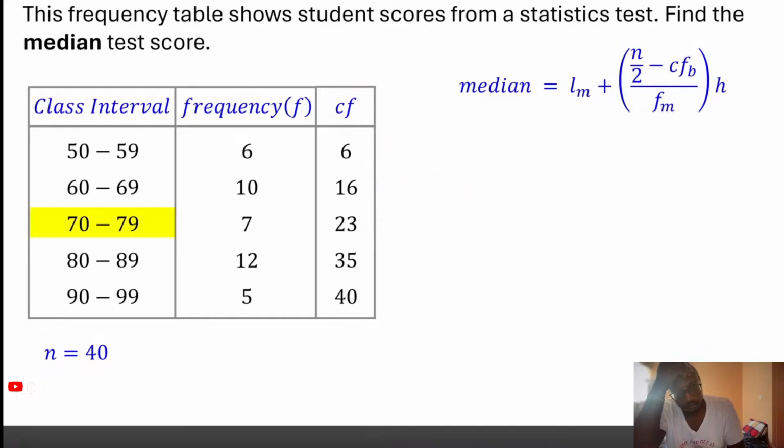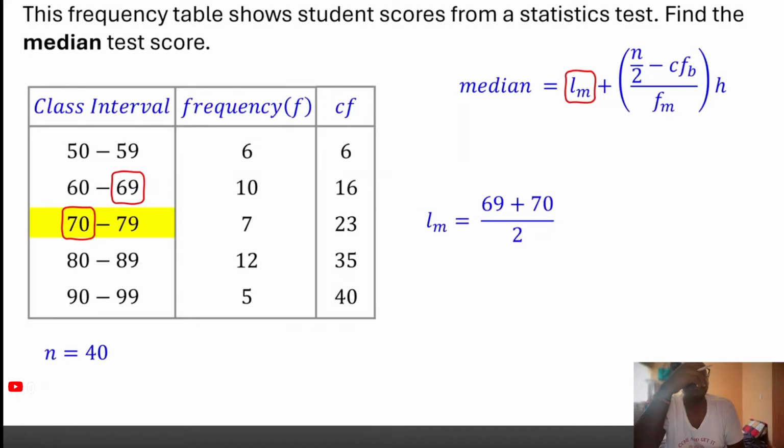Now that we have identified the median class, the next step is to find its lower boundary. The lower boundary of the median class is the midpoint between the upper limit of the previous class and the lower limit of the median class. This means taking the average of 69 and 70. That is 69 plus 70 divided by 2, which gives us 69.5. Therefore, the lower boundary of the median class is 69.5.